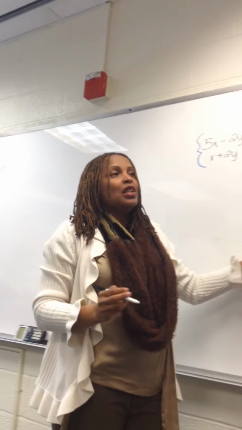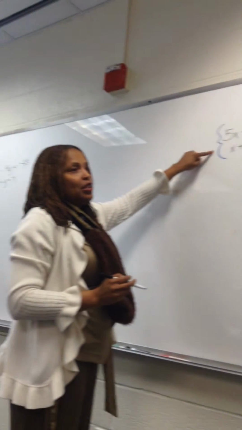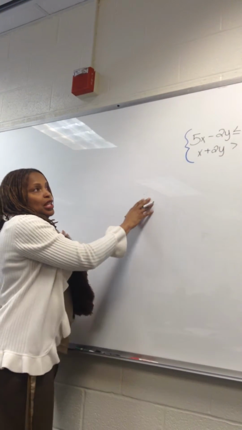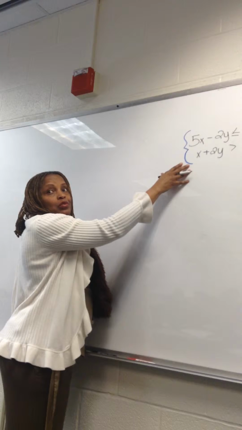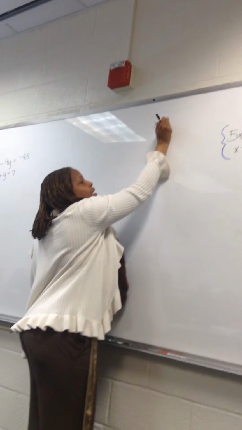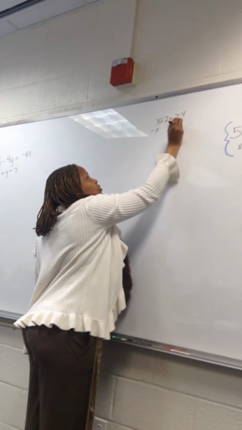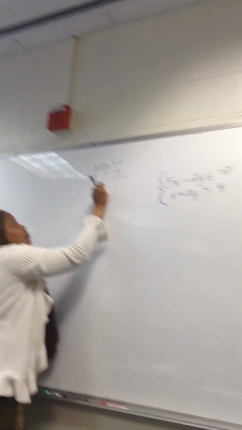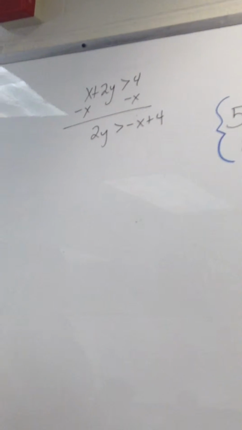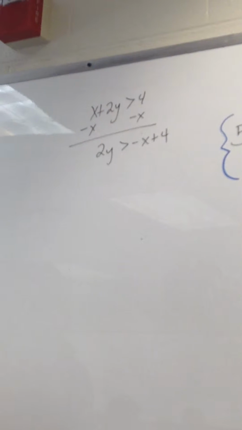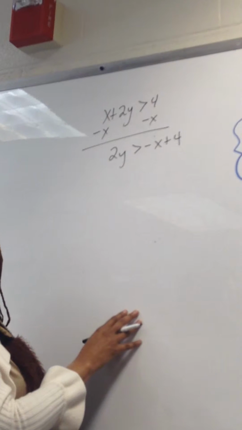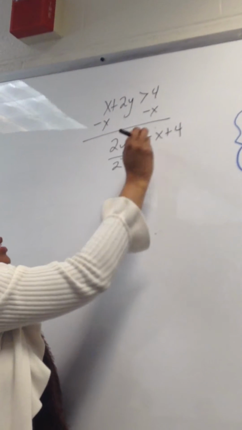Now let's work with the second equation. So this one I do what? You solve for y. So I have x plus 2y is greater than 4. Then I do what? Divide everything by 2.